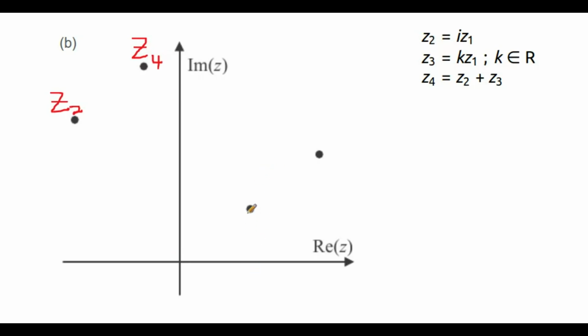And now you could pretty much say that this one must be z3 because it's the same distance between those two as it is from 0 to this point. You could also say that because z2 is i times z1, you could sort of work backwards. You could use a protractor or something and say go backwards 90 degrees and you get back to there. So you can use either of those and that'll tell you that that is z3 and that is z1.